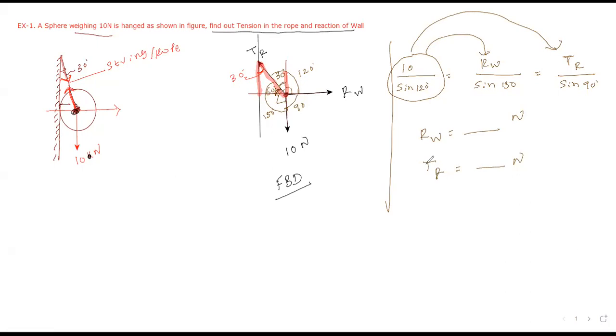Students, સિમ્પલ ઇન્ટરપોલેશન કરવાનું છે. એકવાર 10/sin 120 equals to RW by sin 150 કન્સિડર કરો. Are you able to calculate RW? And ફરીવાર 10/sin 120 equals to TR by sin 90 compare કરો. Are you able to calculate TR? And give me answer. ચલો મને આન્સર આપો. What is the value of RW and what is the value of TR?